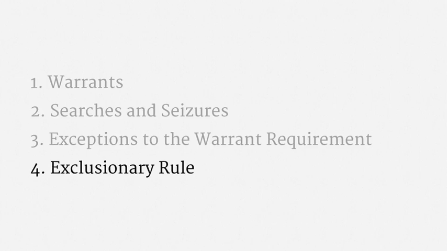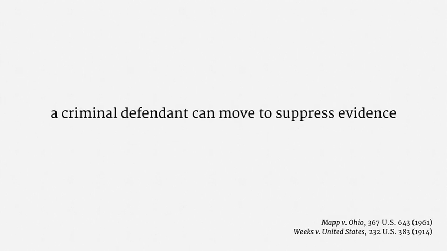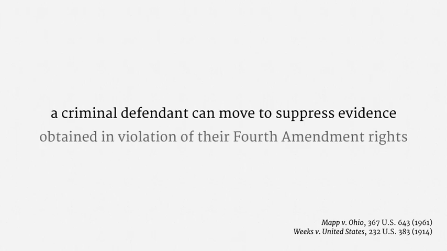Next up is the exclusionary rule. The rule is pretty simple. A criminal defendant can move to suppress evidence that was obtained in violation of their Fourth Amendment rights. So, it's an evidentiary rule that applies in criminal cases.